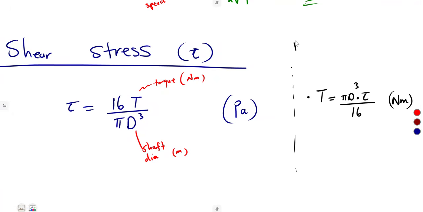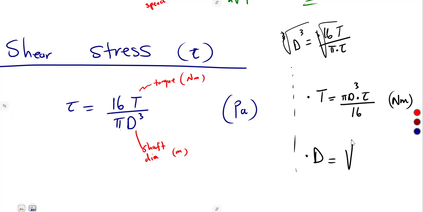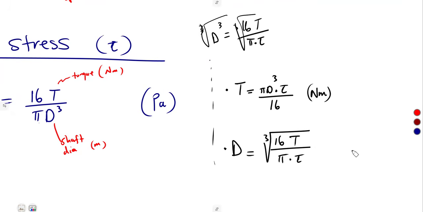So it was going to be d cubed is equal to 16t over pi times tau. All right, over pi times tau, like this. So to find d, you're going to introduce the cube root from our mathematics. So d is equal to the cube root of 16t over pi times our tau, which is our shear stress. So that's it. We can calculate our diameter in meters from that.